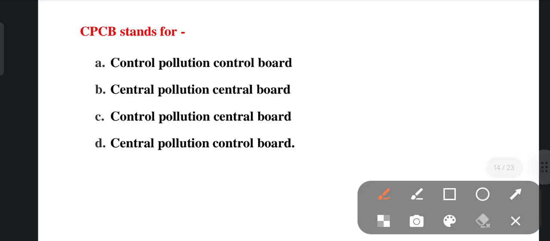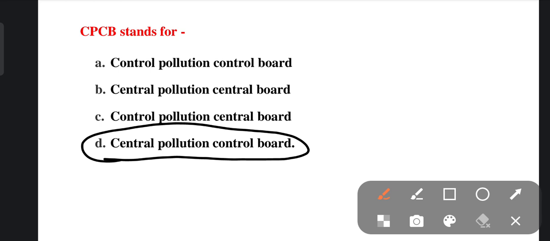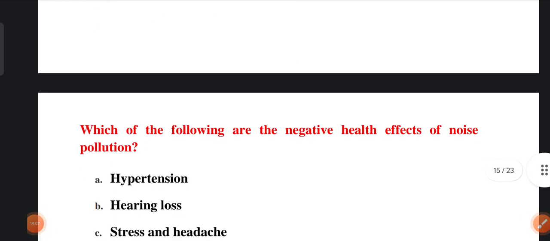The next one is CPCB. What is the full form of CPCB? Options are Control Pollution Control Board, Central Pollution Central Board, Control Pollution Central Board, Central Pollution Control Board. The right answer is Central Pollution Control Board. What is the function of this organization? It is for controlling pollution in the environment in the cities. Wherever the pollution is higher, this organization is responsible for taking precautions for reducing pollution in the environment. That is CPCB.